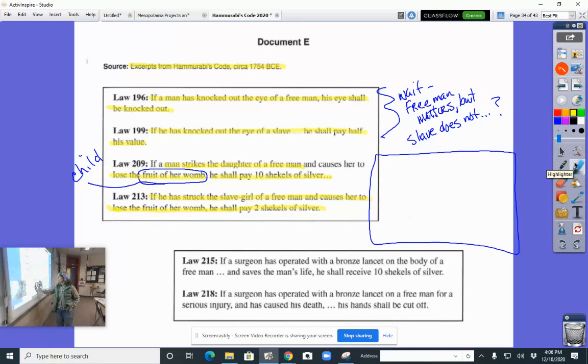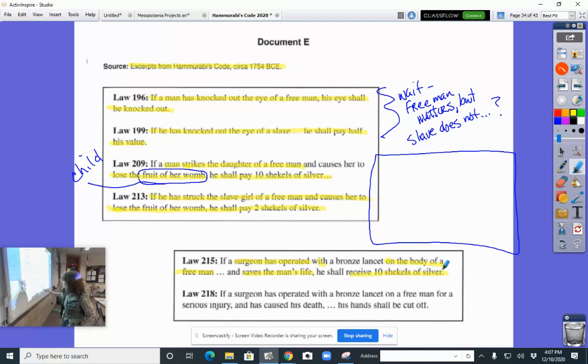Okay, Law 215. If a surgeon has operated with a bronze lancet on the body of a free man and saves the man's life, he shall receive 10 shekels of silver. Okay, so a surgeon operates. It doesn't really seem to matter what he uses to operate, so I'm not going to highlight that. But if the surgeon operates on the body of a free man, saves the man's life, he receives 10 shekels of silver. Sounds pretty good. Save somebody's life, you get paid for it.